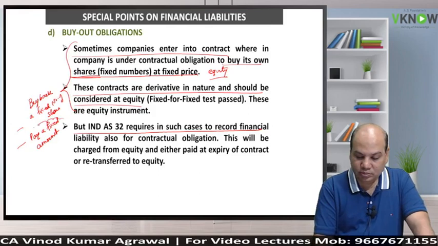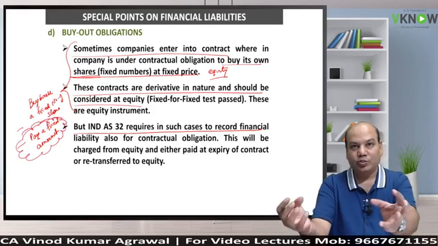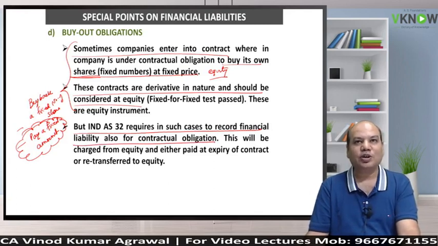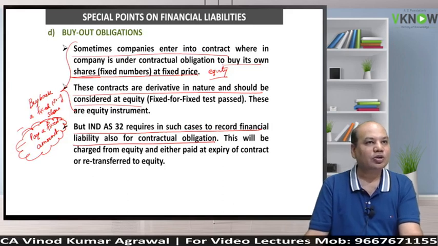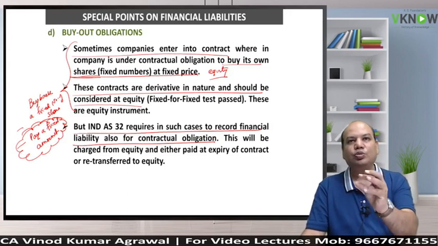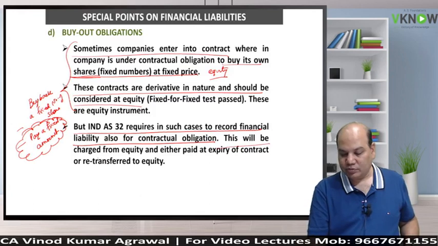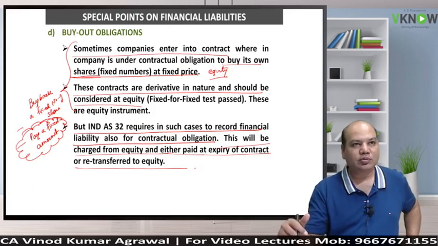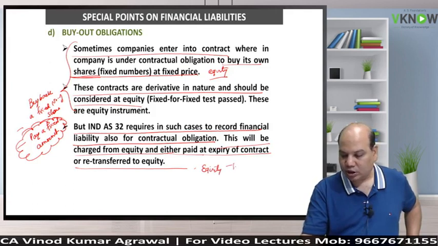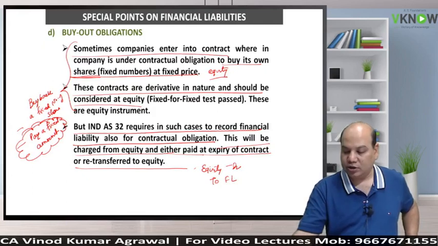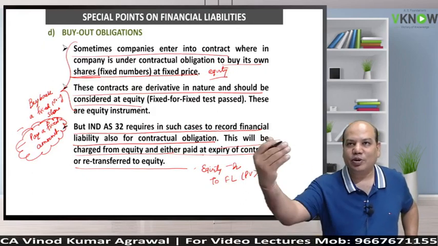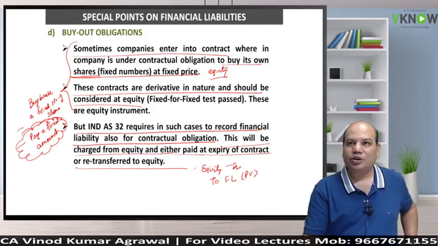But then at the same time, you have an obligation here. Can you see this? You have an obligation to pay a fixed amount of cash to buy back those shares. So the standard says bring that liability also in the books of account, because you have an obligation to pay cash at a future date. And this will be charged from equity and either paid at expiry of the contract or retransferred to equity. So the meaning of this line is that I will create a financial liability today by passing an entry: equity account debit to financial liability, and this will be at present value. This will be at present value because financial liability is measured at fair value. So if there is a gap between today and the date of payment of more than 12 months, it will be discounted. Okay.